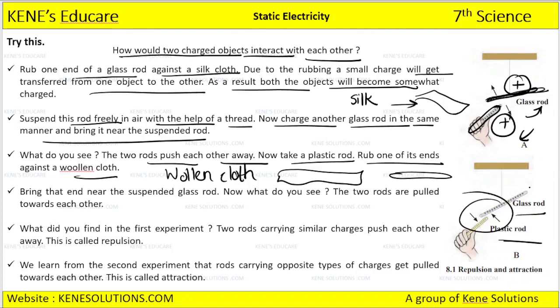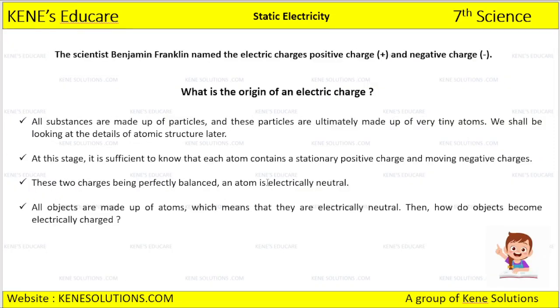So what does this tell us? The glass rod has a positive charge and the plastic rod is gaining a negative charge, and when there is a positive and a negative, there would be attraction. Simply, opposite charges get pulled towards each other, and this is called attraction. We call that attraction.